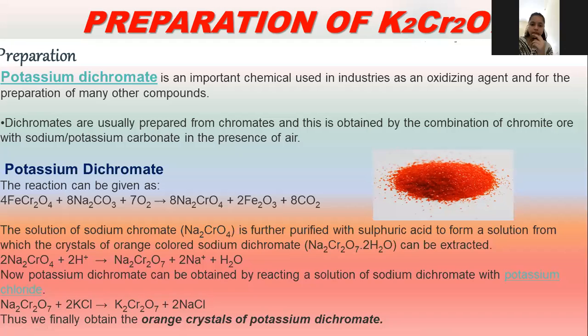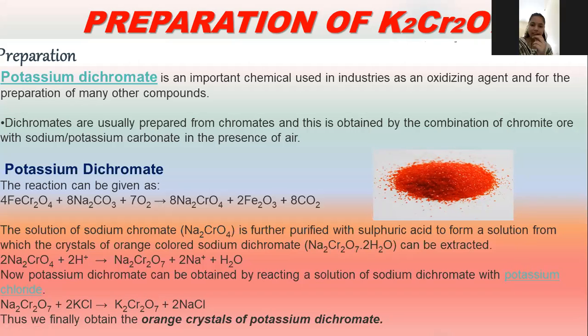Preparation of K2Cr2O7, potassium dichromate. Potassium dichromate is an important chemical used for the preparation of many other compounds. Dichromates are usually prepared from chromite ore with sodium or potassium carbonate in the presence of air. The reaction can be given as follows, with O2 giving Na2CrO4 plus Fe2O3. The chromate is further purified, from which crystals of orange sodium dichromate can be extracted.